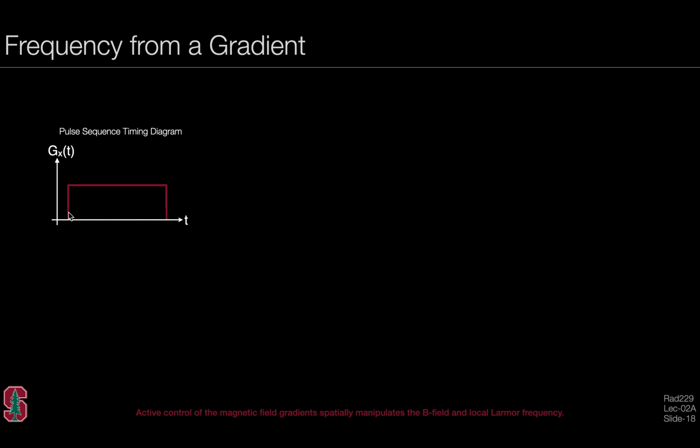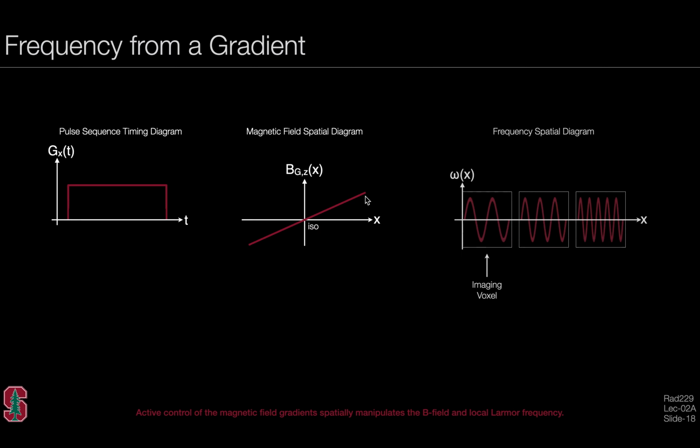This is a simple pulse sequence diagram where we turn a gradient on for some period of time and then we turn the gradient off. If we look at the magnetic field that would be generated by such a gradient, we can see that at isocenter, because that position is 0, we would generate no additional magnetic field. But as we move further and further away from isocenter, we would generate larger and larger magnetic fields, and we would do so in a linear fashion for an ideal gradient.